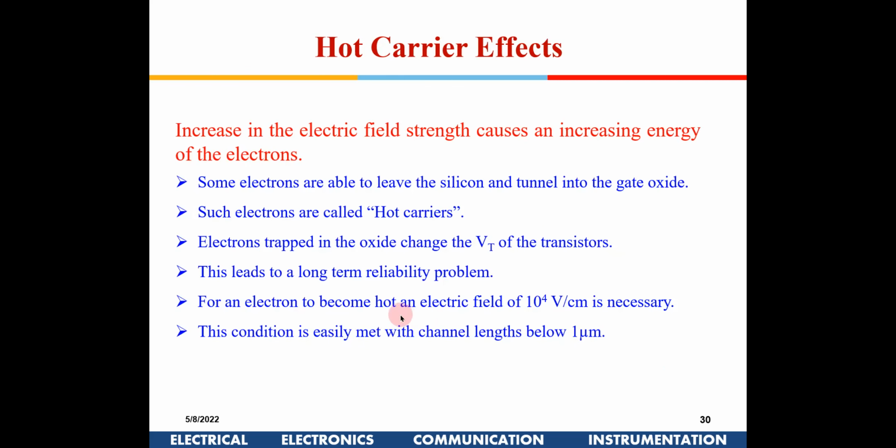Finally we have something known as hot carrier effects. When electrons are moving from the source to the drain at such a high velocity in short channel devices, some electrons acquire enough energy and punch through the oxide layers. They get trapped, and because of this the VT of the transistors gets affected. So there could be long-term reliability issues also.